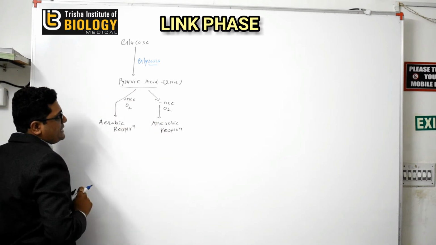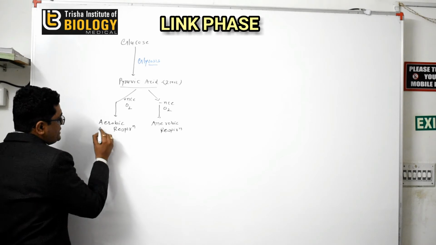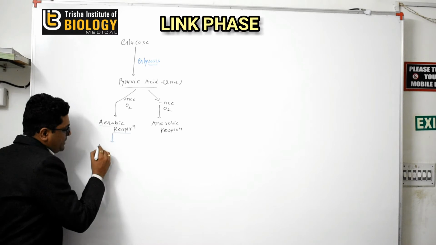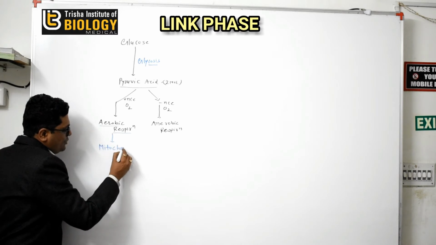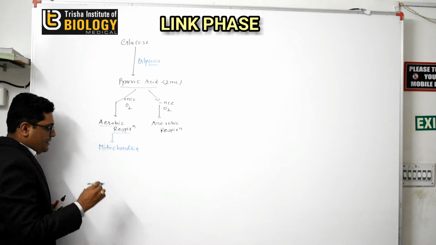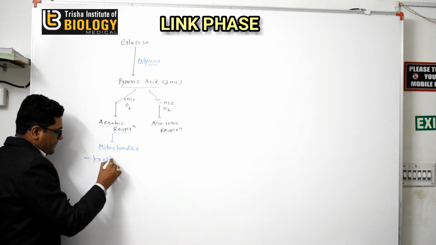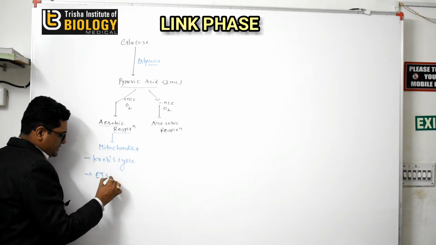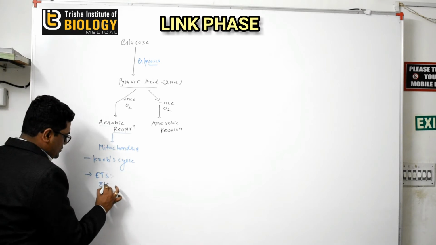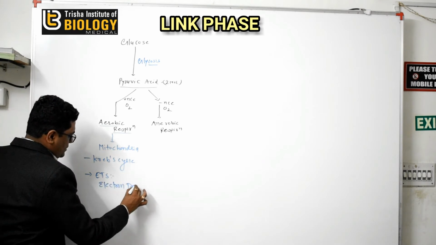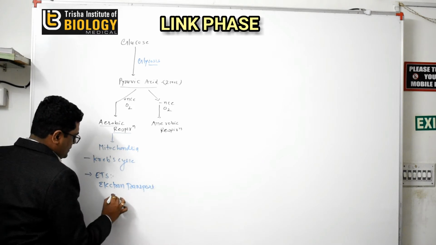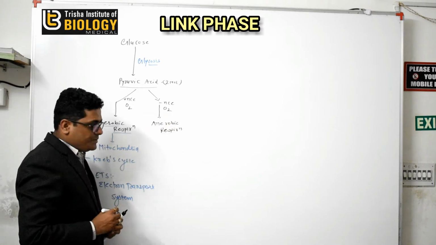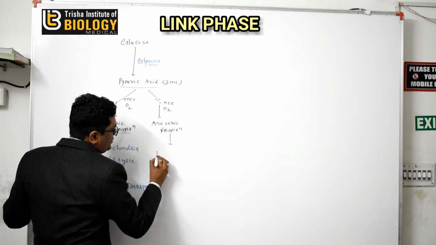Now this pyruvic acid, if oxygen is available, enters into aerobic respiration, and aerobic respiration is performed in the mitochondria. There are mainly 2 events: one is the Krebs cycle and the second one is the ETS, that is electron transport system.